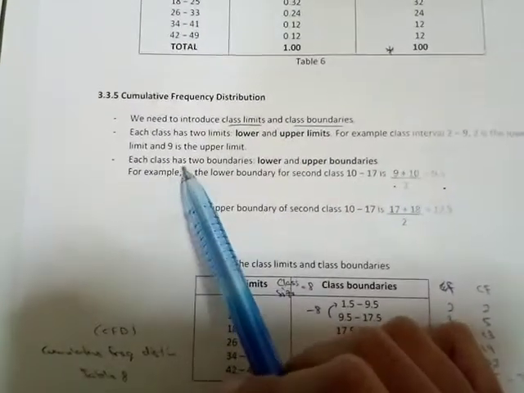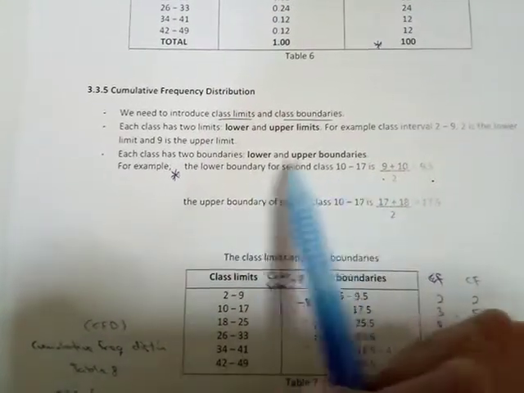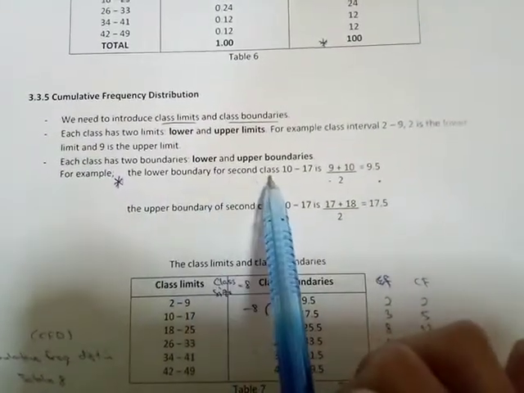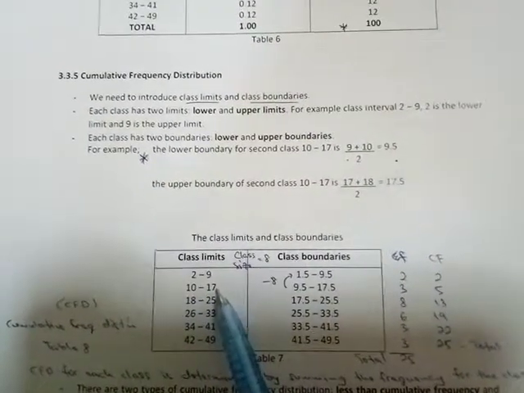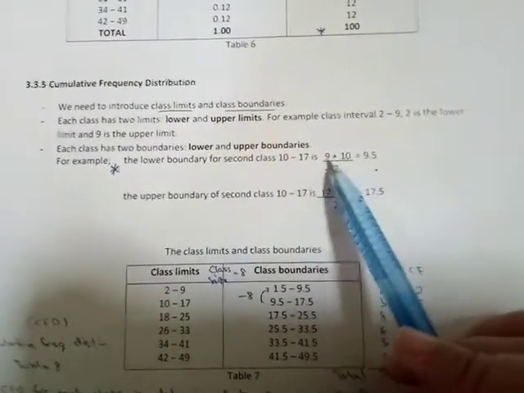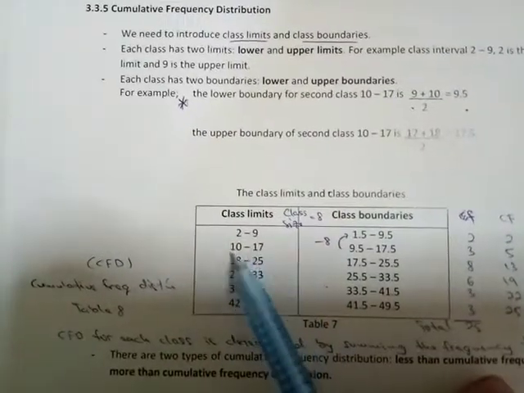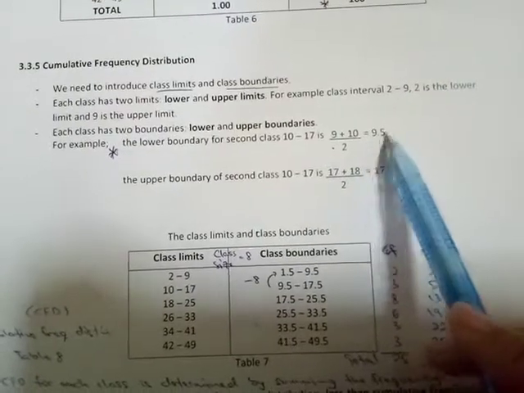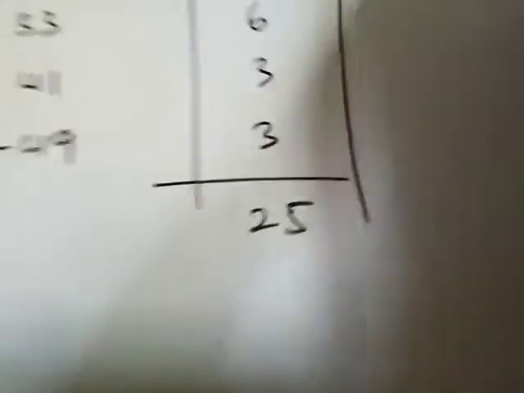And then each class has two boundaries, which is lower and upper boundaries. Okay, how to find the lower and upper boundaries? Okay, tengok pada example yang saya buat ni. The lower boundary for second class 10 to 17. Okay, 10 to 17. Macam mana nak cari lower boundary for the second class, which is 9 plus 10 divide 2. Where is 9? Where is 10? Yang ni. Ni second class. 9 plus dengan 10 and then divide 2. Awak akan dapat 9.5. So 9.5 ni is the lower boundary for the second class. Okay, ni saya tunjuk kat sini.